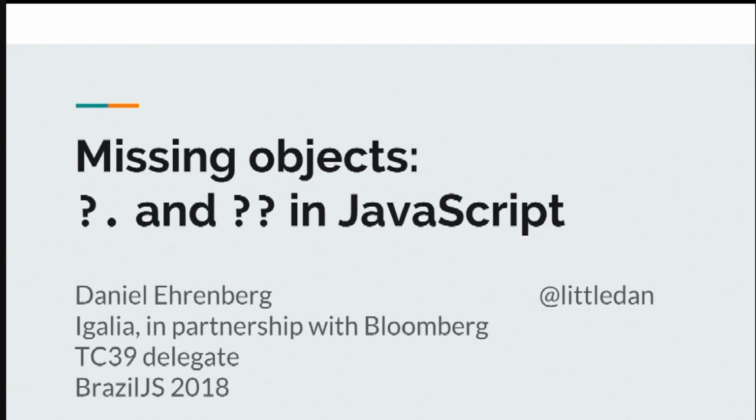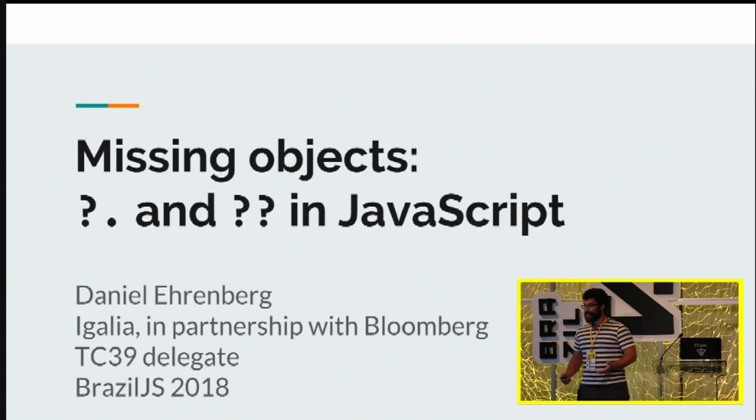Just a little bit about me. I work for a consultancy called Igalia, which is a cooperative, and we work on free software. And as part of our partnership with Bloomberg, I'm a delegate of TC39, the group that designs the JavaScript programming language, including new changes.